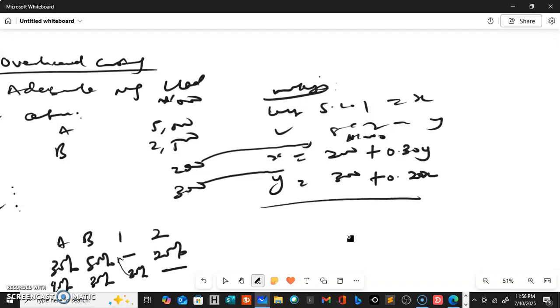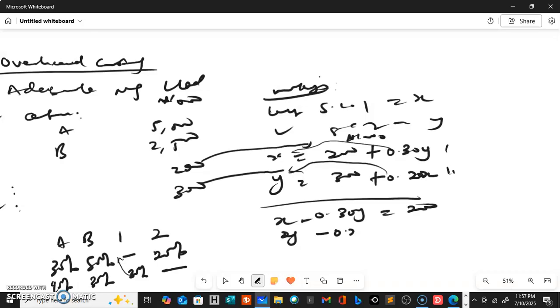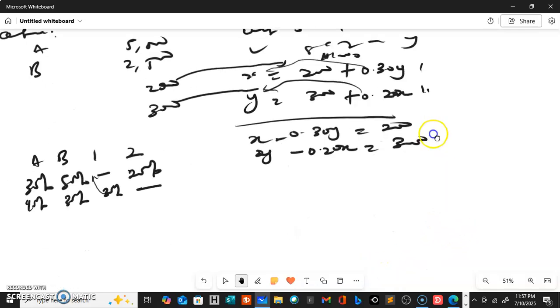Now we have equation 1 and equation 2. So let us now rearrange this. When plus comes down here, it becomes minus. That will now be x minus 0.30y equals 200, and y minus 0.20x equals 300. So let us go ahead and further rearrange this.